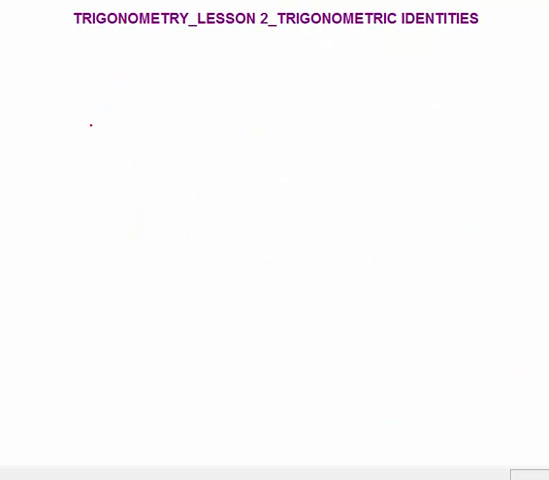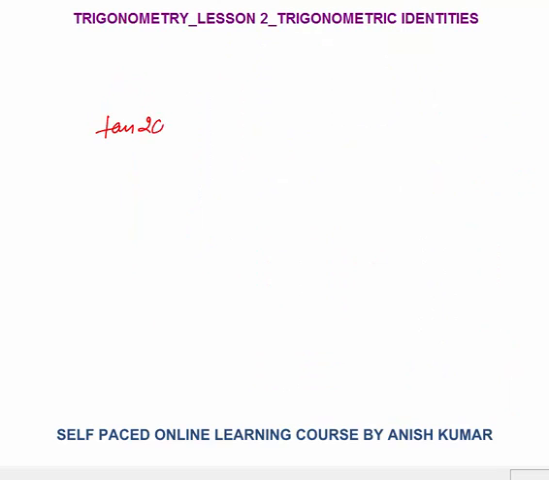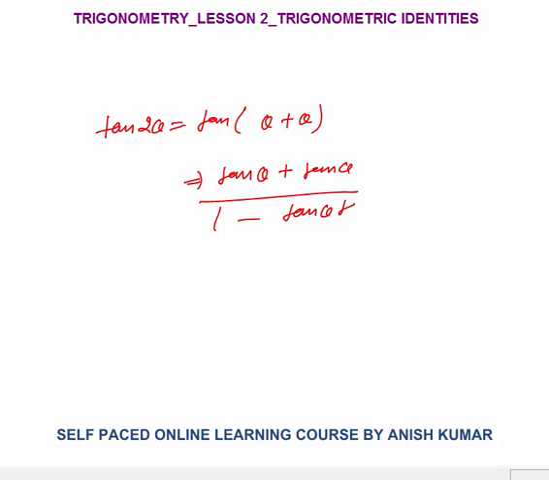In the same way we can calculate tan of 2 theta. This is equal to tan of theta plus theta. Now we know that tan of A plus B is tan A plus tan B over 1 minus tan A tan B. You can easily derive that this is equal to twice tan theta divided by 1 minus tan square theta. So no need to remember.